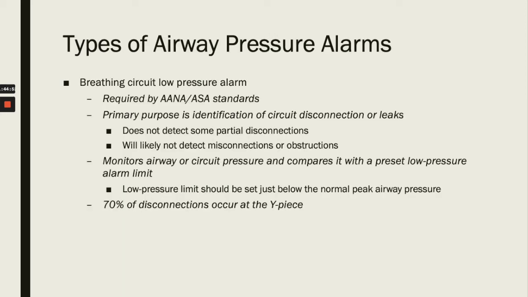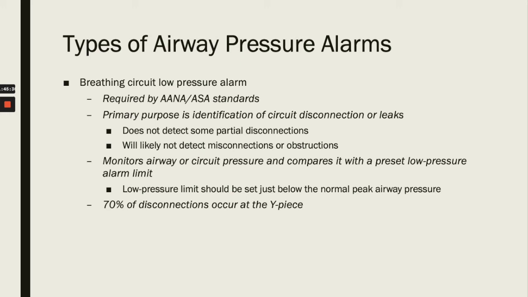So the different types of pressure alarms are the breathing circuit low pressure alarm. This is required by the AANA and ASA standards. The primary purpose of this one is to identify circuit disconnection or leaks. However, this does not detect some partial disconnections. So it usually just detects a full-blown disconnection, like if your Y piece comes off your ET tube. And this most likely will not detect misconnections or obstructions.